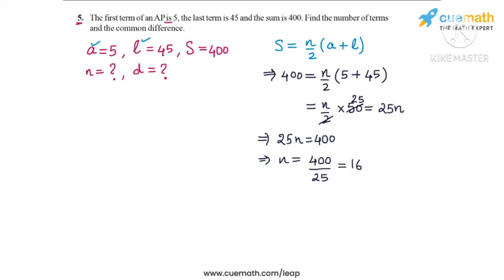And now we can use the value of N and we can find the value of D. For that we are going to make use of the relationship for the nth term in terms of A, N and D.